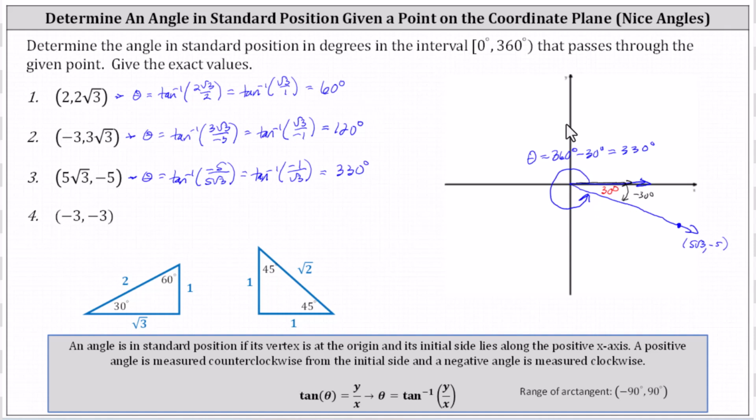So again, the important part is always to remember what quadrant the angle must be in and to make sure the angle is in the given interval. And now let's look at number 4. The point is negative 3 comma negative 3, which is in the third quadrant, roughly here. And because we're looking for an angle from 0 to 360 degrees, we're looking for this angle here.